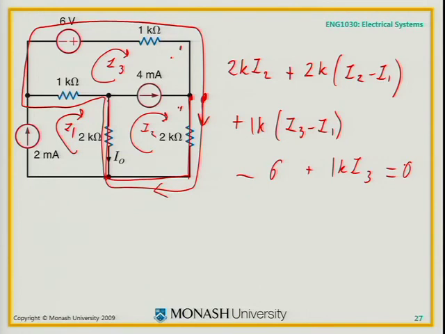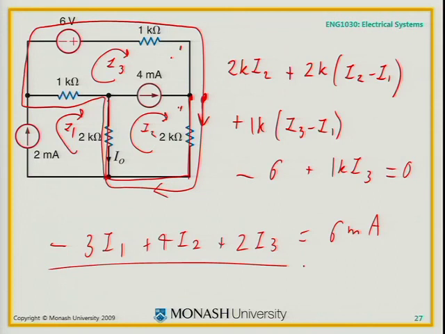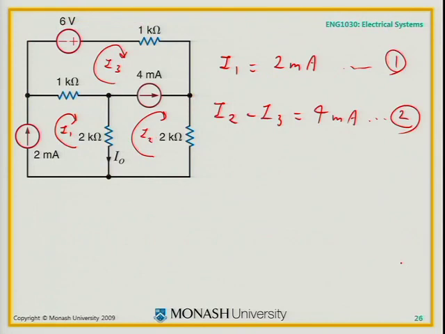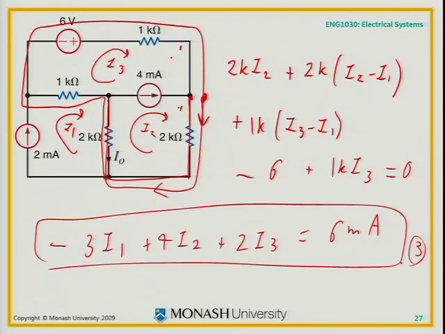We just did the same thing around this bigger loop. We were able to do it because there was no current source in that path working around there. If you simplify that, you can get it down to minus 3I1 plus 4I2 plus 2I3 equals 6 milliamps. So that's your third equation, which you can couple with those two to solve for I1, I2 and I3, and then any other thing you want in the circuit.